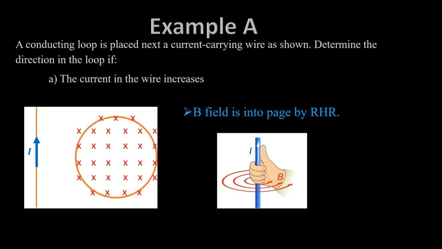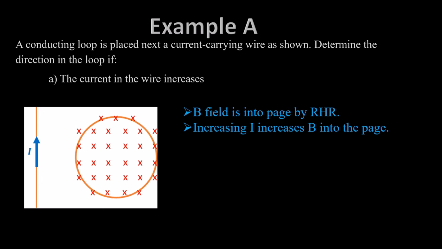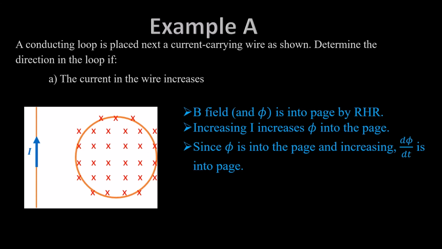All right, so by the right-hand rule again, if you put your thumb in the direction of current, your fingers are going to curl in the direction of the field, so the field in this loop is into the page. When you increase the current, the field into the page is going to increase, and since we're looking at a field going through a loop of wire, that means we have a flux. So when the field increases, the flux also increases. And if the flux is increasing, the change in flux is in the same direction, which is into the page.